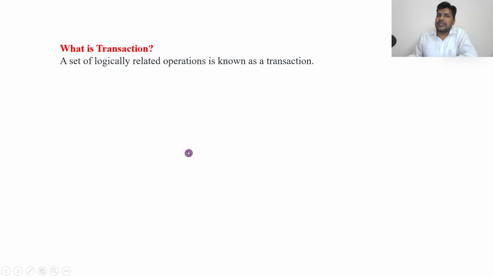So what is a transaction? A set of logically related operations is known as a transaction. A transaction contains multiple operations, or a collection of operations is called a transaction. They should be logically related. That means a transaction contains multiple operations, and those multiple operations can be said to be a single transaction.